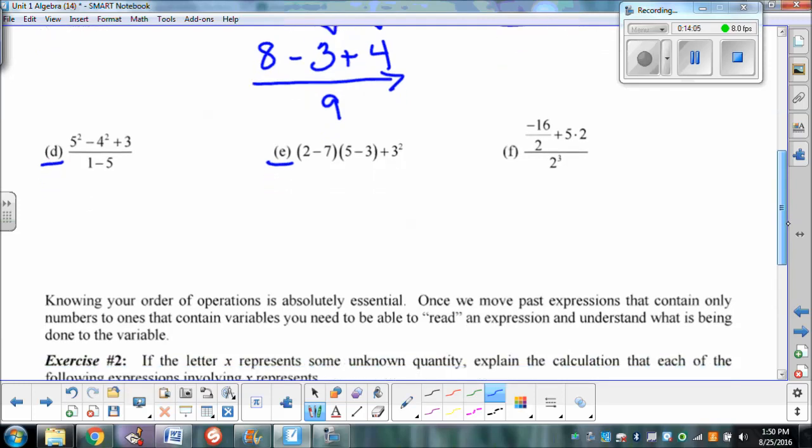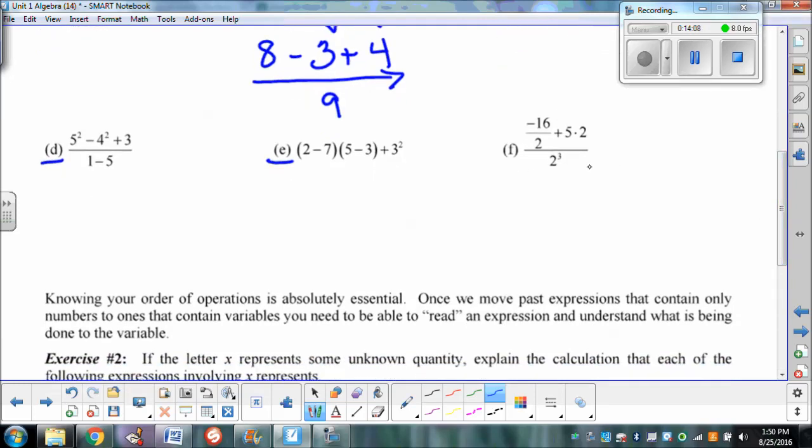Again, you're going to do the ones that I'm not doing. When I scan this expression, it looks kind of crazy, but I'm definitely going to tackle this division, negative 16 divided by 2, and then that 5 times 2. Oh, but look at that. What has to be first is that 2 to the 3rd power. 2 to the 3rd power means 2 times itself 3 times: 2 times 2 times 2 is 8. Now I'm going to do this division to get negative 8, plus the multiplication, which is 10.